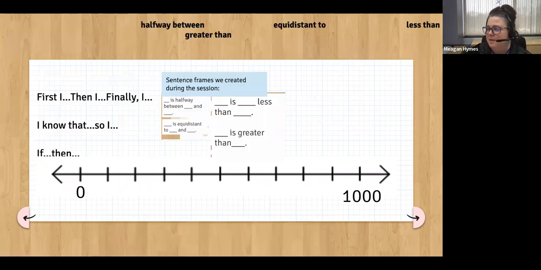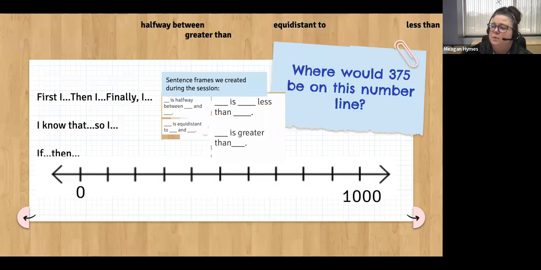I'm gonna jump on here. So again, this would just be something you could show to them on screen. This is just an example to show you. How did I figure that out? First I, then I, finally I. Just supporting that language that you have already developed in your classroom, and then giving them a visual that they can rely on. Oh, it's this or it's here.